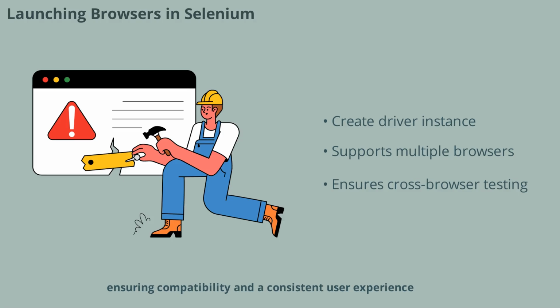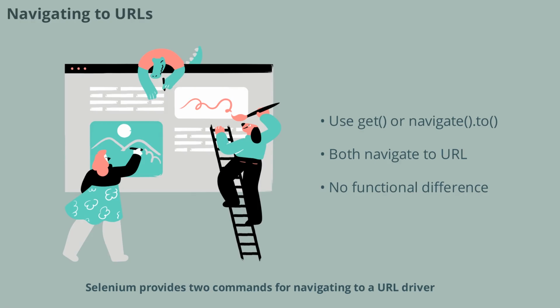Selenium provides two commands for navigating to a URL: driver.get(URL) and driver.navigate().to(URL). Both commands achieve the same result, taking you to the specified web address. There is no functional difference between them, so you can use either based on your coding preference.